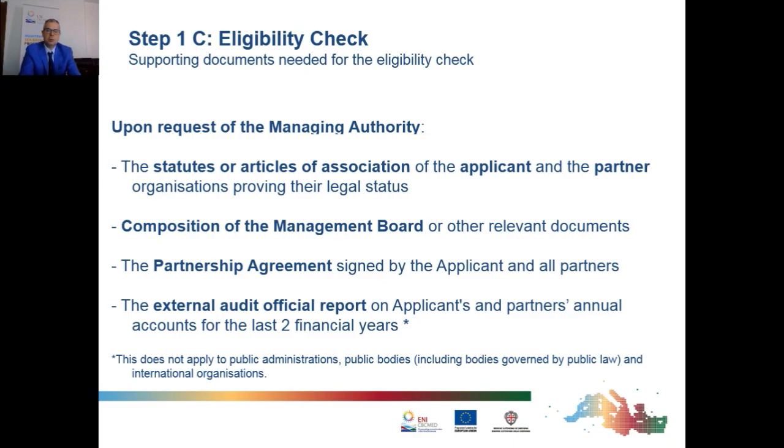The last phase of the evaluation process concerns the eligibility check, which is going to be based on supporting documents to be provided upon request of the managing authority only. In particular, the list of the documents that is also contained in the guidance for applicants includes the statutes or articles of association of both applicants and partners. These documents are going to be used in order to prove the exact legal status of the organization.